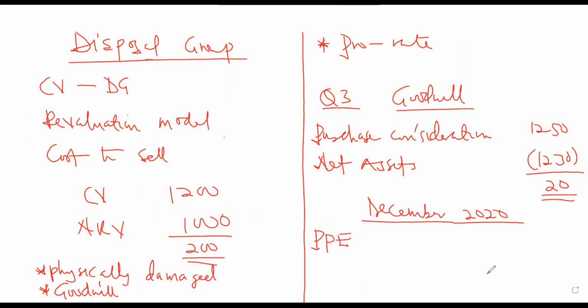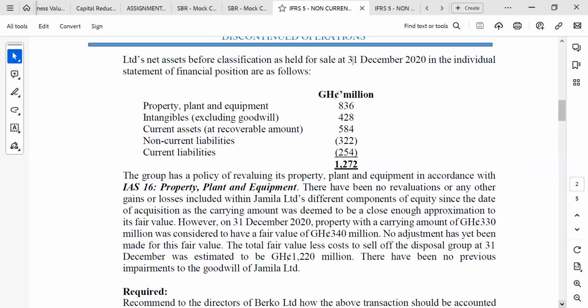So we are going to be having PPE. They have said something about the PPE there, so let's tackle that one. They say that there was no revaluation about the PPE. However, the property with a carrying amount of 330 was considered to have a fair value of 340. What is happening there? There's a revaluation surplus of how much? 10. Yeah.